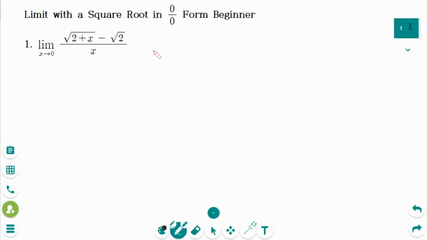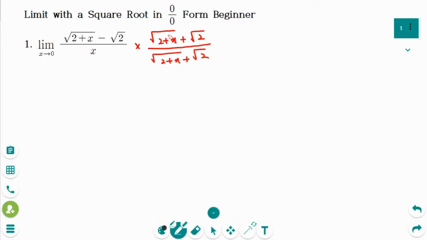To solve, we must multiply the numerator and the denominator by the conjugate of the numerator, which is the same order of terms with opposite signs. So times square root of 2 plus x plus the square root of 2 over square root of 2 plus x plus square root of 2.